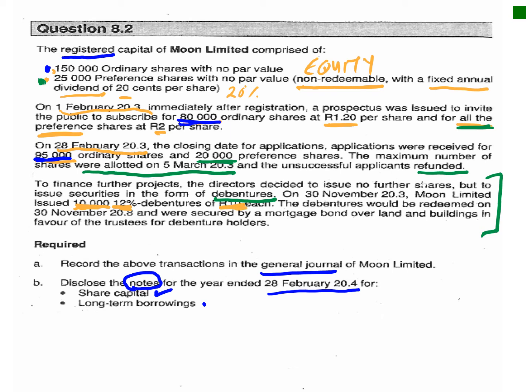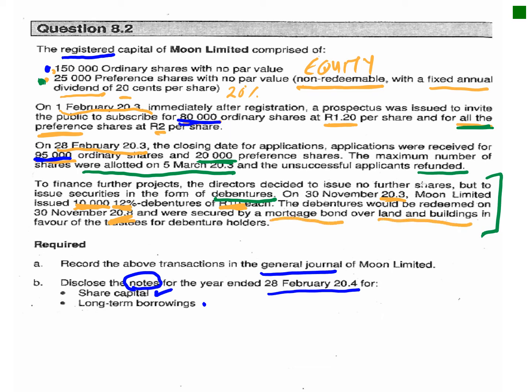If you wanted to pay one debenture, you paid 10 rand. The debentures would be redeemed on the 30th of November 2008, which is 5 years later because we started at 2003, and the debentures are secured by a mortgage bond over land and buildings.